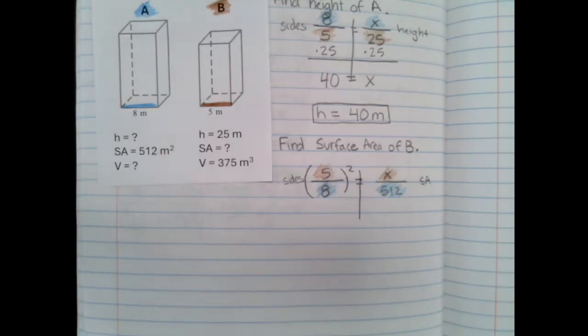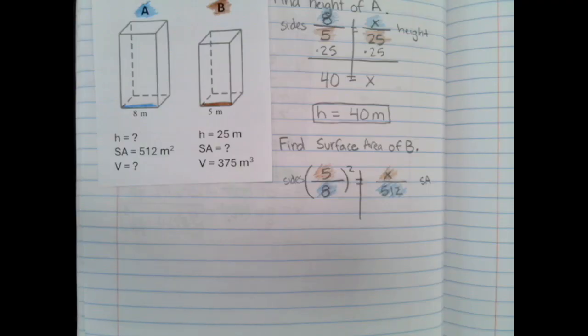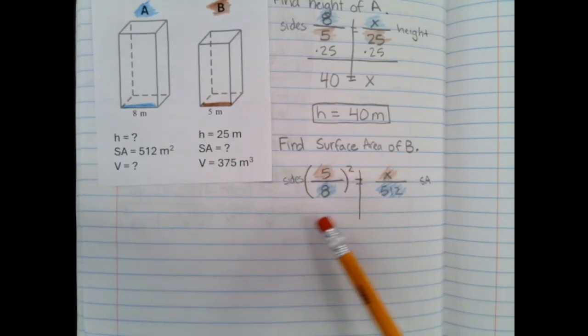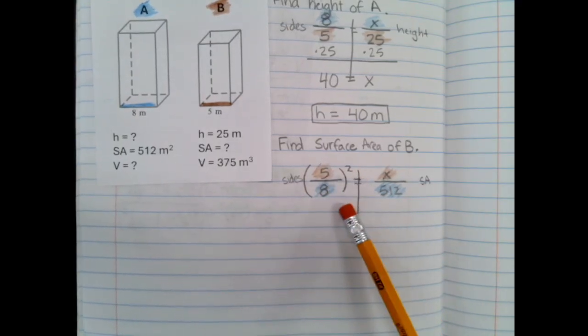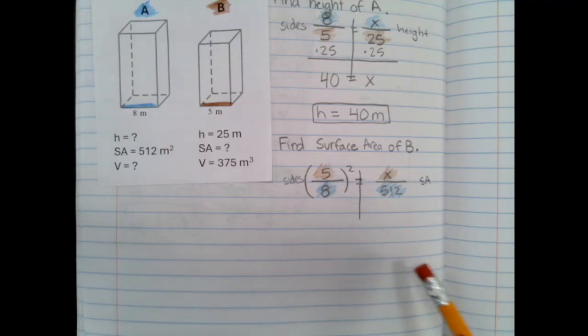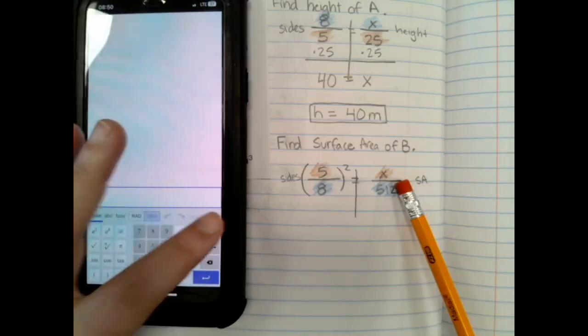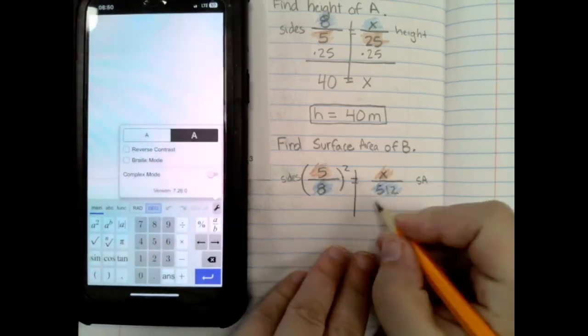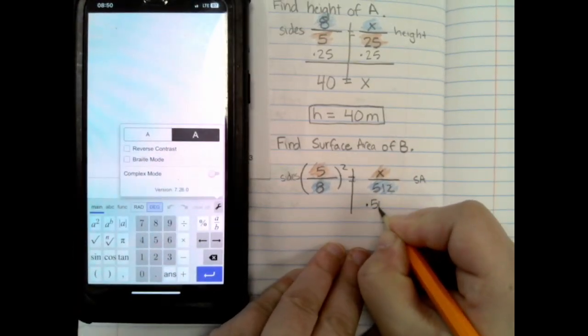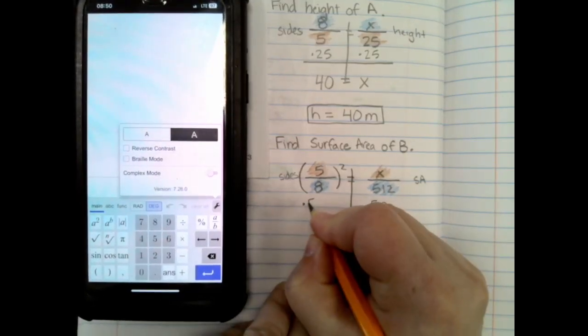Okay, because I have X in that numerator, all I need to do to solve is get rid of the dividing by 512. If you wanted to do the cross product, you could, but you would first have to get rid of the parentheses, so you'd have to do that squared. Then you could cross product. Because I did it this way, all I'm going to do is get rid of dividing. And how do we undo divide? Multiply.